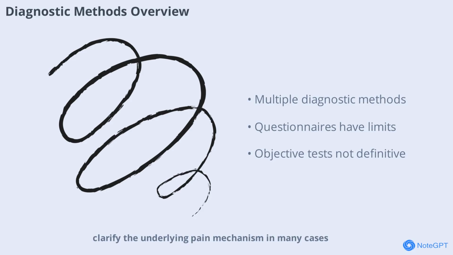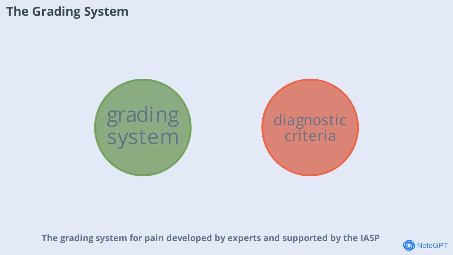The grading system for pain, developed by experts and supported by the IASP, attempts to standardize diagnosis. For neuropathic pain, the system requires evidence of a lesion or disease affecting the nervous system. For nociplastic pain, the grading is less clear. Currently, only possible or probable NPP can be diagnosed, with no criteria for a definite diagnosis. This lack of clarity means that many patients fall into gray areas, making treatment decisions more complicated.